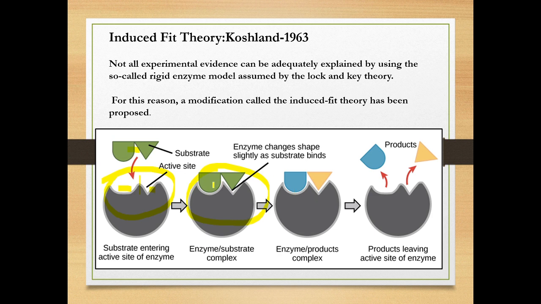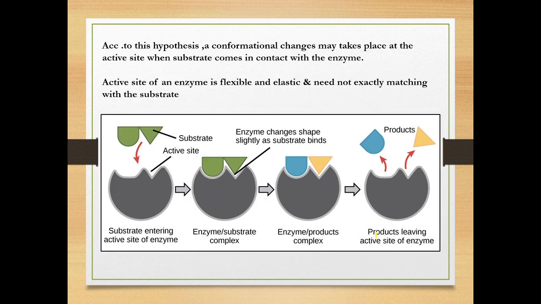Now the color changes. So this becomes a product, partly a product, enzyme product complex formed. Now this catalytic site breaks this enzyme product complex into products, different products. So this is called induced fit theory proposed by Koshland.